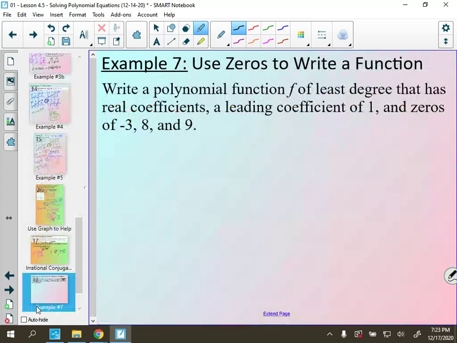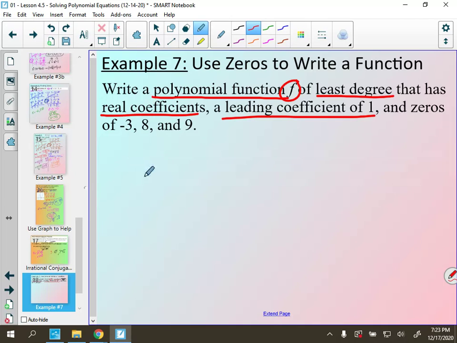What we're about to do on this one is we're starting with some zeros, and our answer is going to be a function, a polynomial function, okay? So that's kind of what we're doing here. Let's get to the process of it. Some of this is just stock phrase. We're going to write a polynomial function, call it function f, of least degree that has real coefficients and has a leading coefficient of 1. Don't get super hung up on those directions.